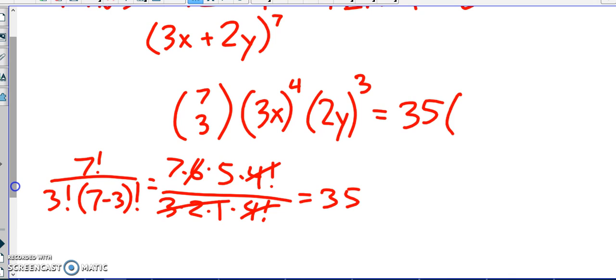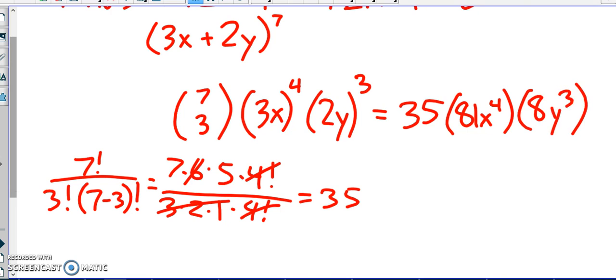Now 3x to the 4th would be 81x to the 4th. And then this would be 8y cubed. So if we multiply all that together, we get 22,680 x to the 4th y cubed.